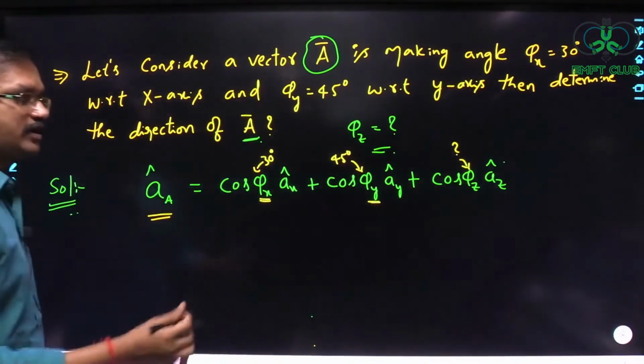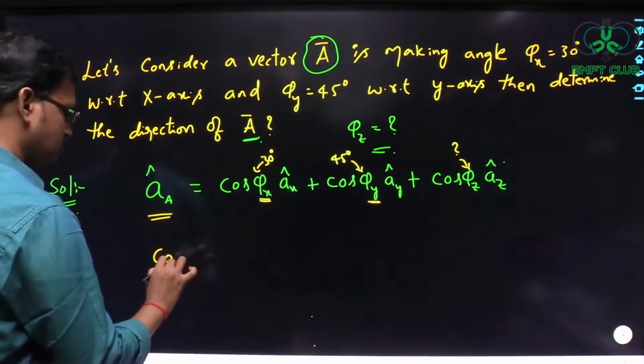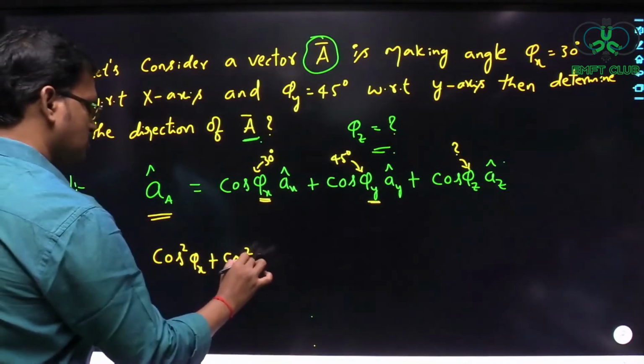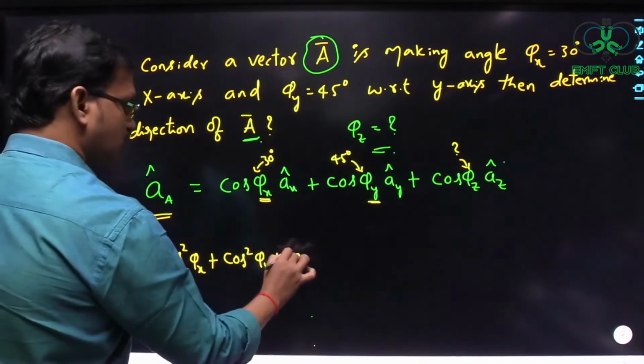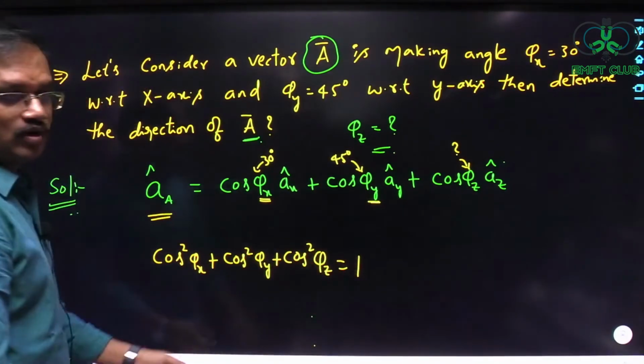So you have to determine phi z. Okay, so we know the condition here. What is that condition? Cos square phi x plus cos square phi y plus cos square phi z must be equal to 1.